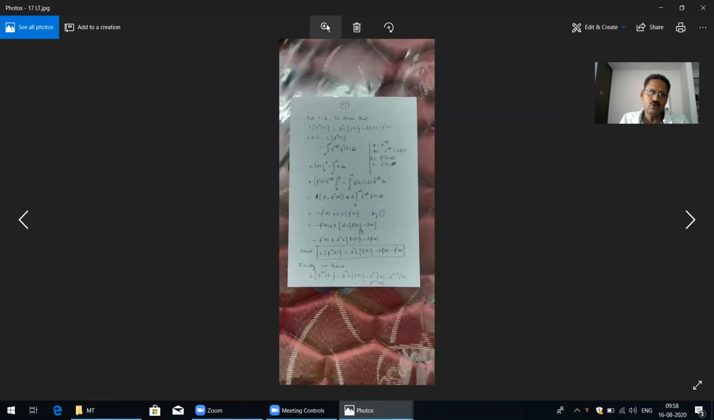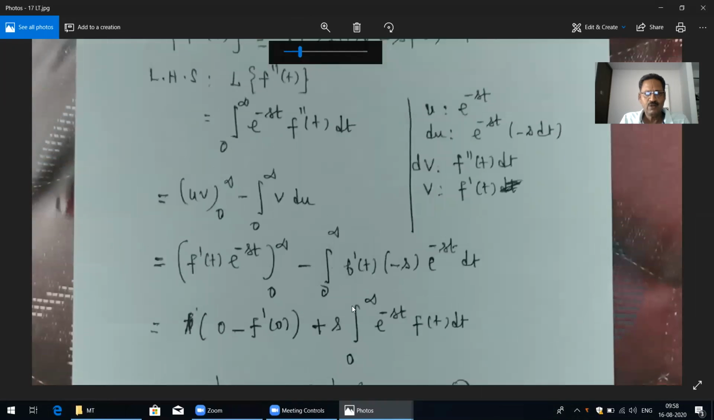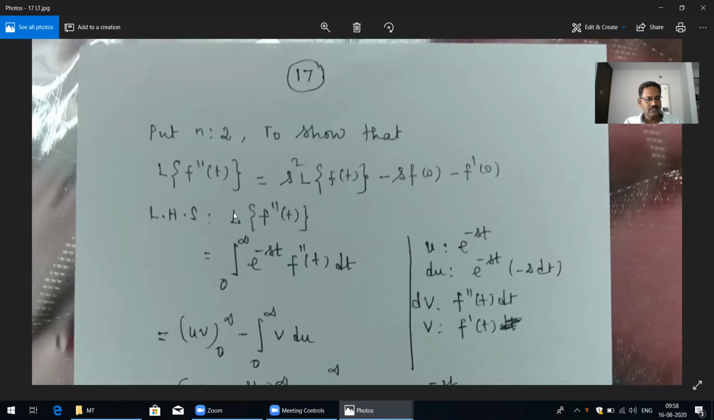After this, you put n equal to 2. I already told that this can be proved by using mathematical induction. It means that put n equal to 1, n equal to 2, etc. Then you find the general term as the solution. Clear?